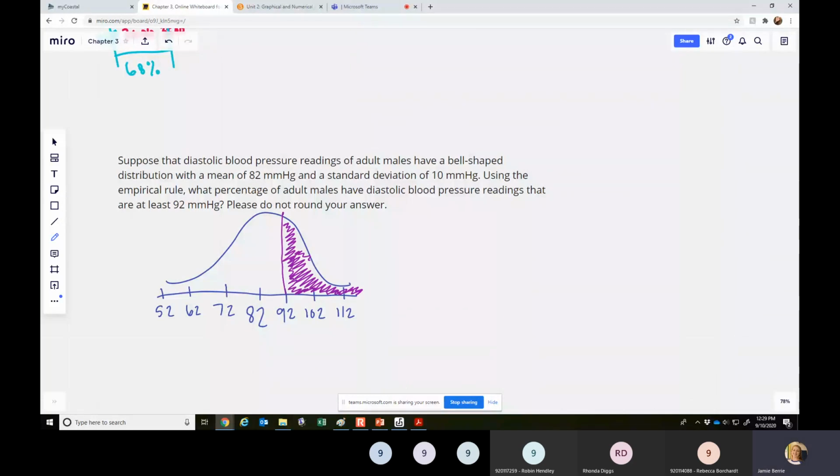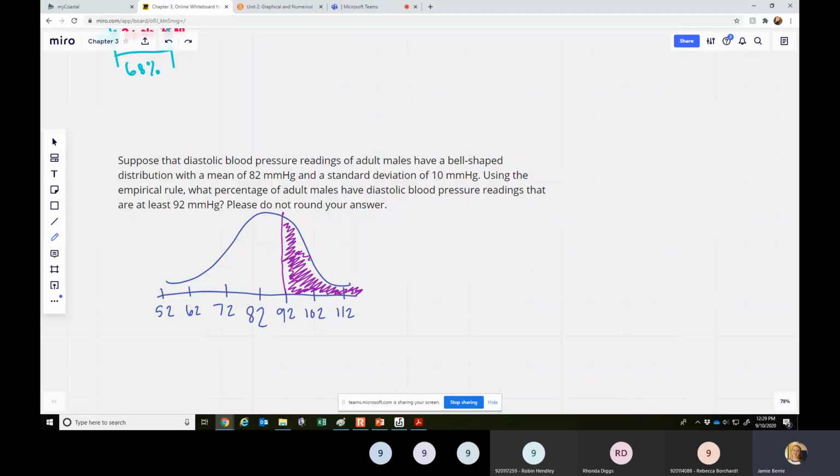All right, so we are going to think about this. I think there's an easy way we can do this. Remember what we just talked about with the last problem. We said that 50% of the data values would be from here over, right? So 50% of the data values would be from 82 to the right. But we're missing just this little piece.